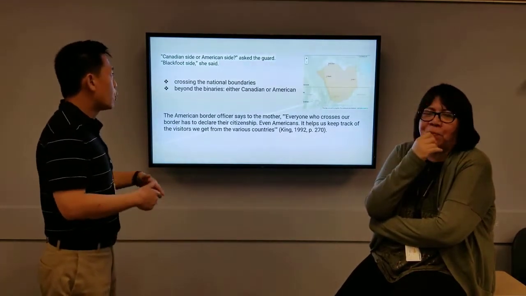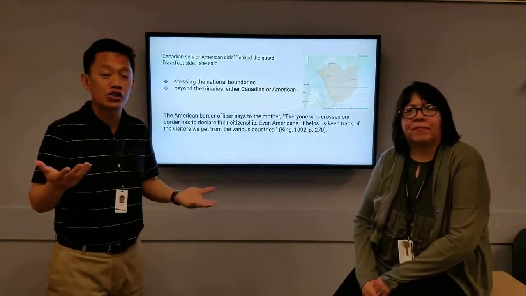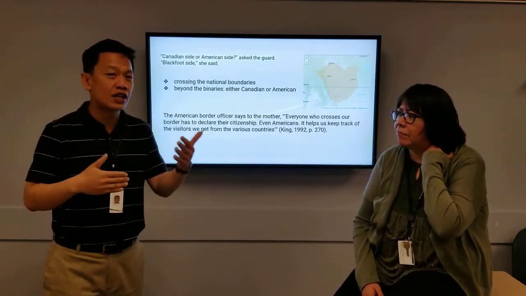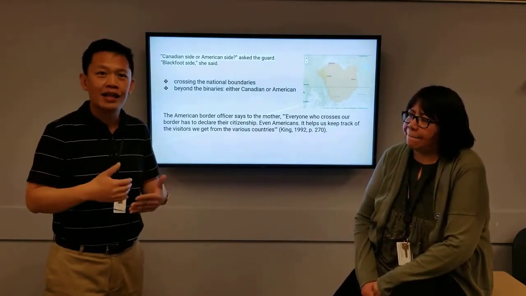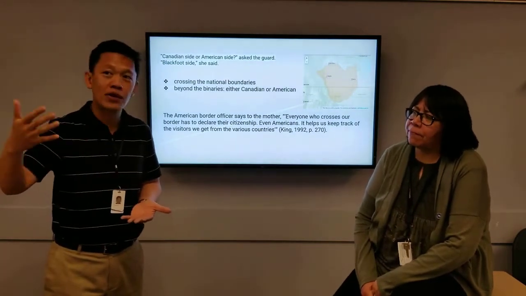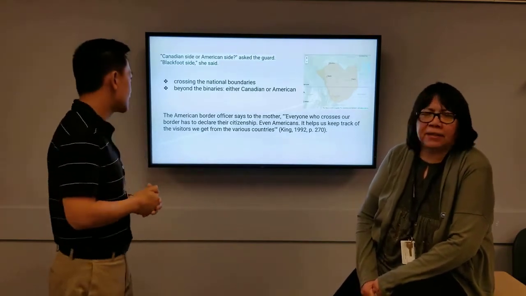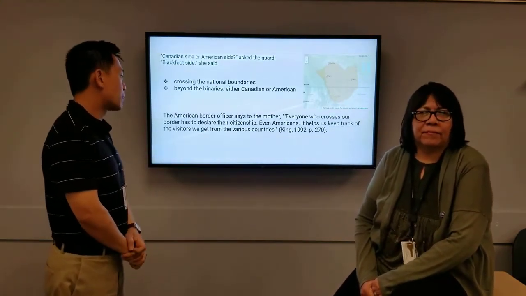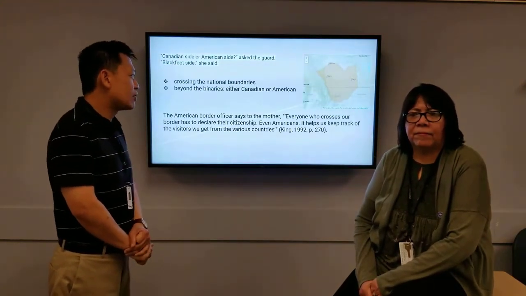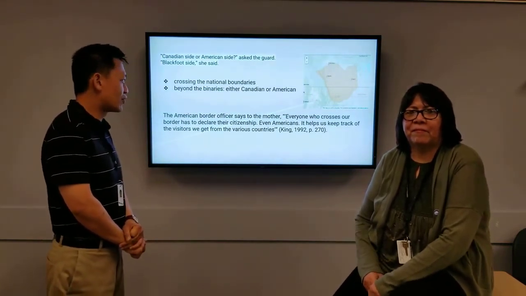So when she answers "Blackfoot side," this answer is of course a surprise to the border guard. It is beyond the binaries, so it's neither Canadian nor American. Being indigenous or being Blackfoot is almost like a third identity, or a third answer, that Tom King is having our readers think about. And the American border officer says to the mother, "Everyone who crosses our border has to declare their citizenship, even Americans. It helps us keep track of the visitors we get from the various countries."